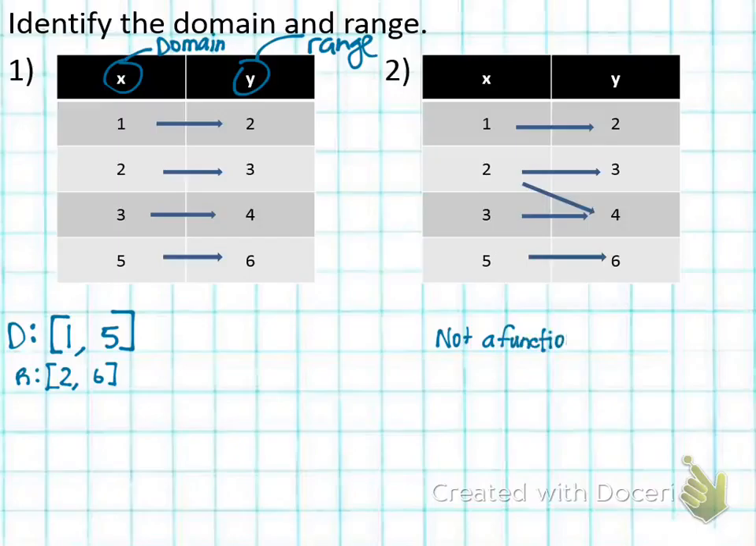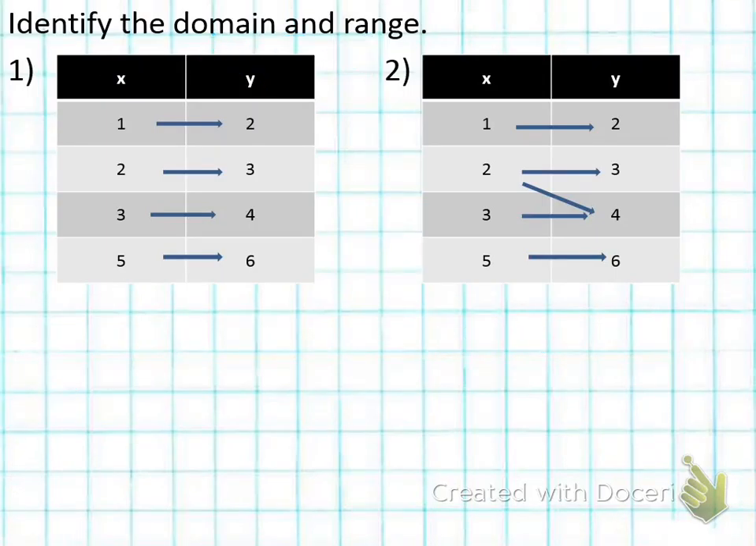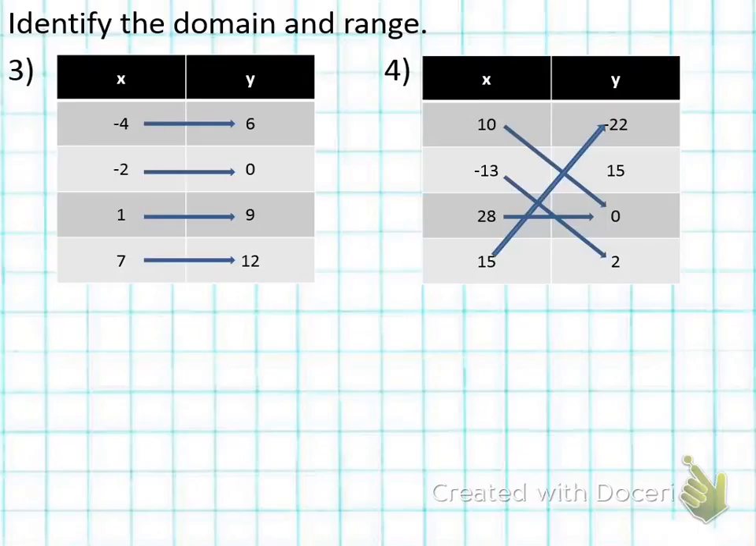So I'm just gonna write that. So just turn to your neighbor really quickly, explain what a function is, inputs, outputs, domain, range, and so forth. Ready, set, go. All right, so we're going to do these on our paper today. Identify the domain and range. Number 3, okay, here are some numbers, -4, -2, 1, and 7. Let's do this one together.